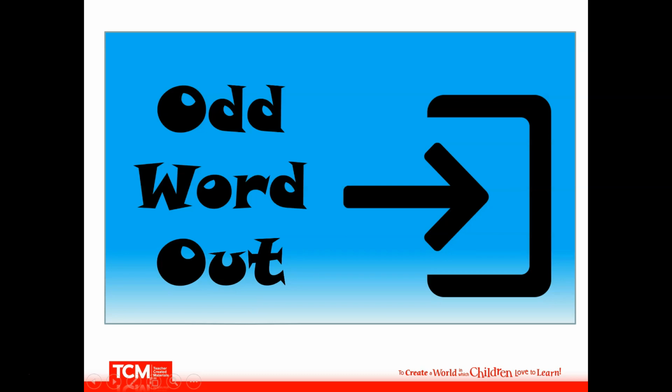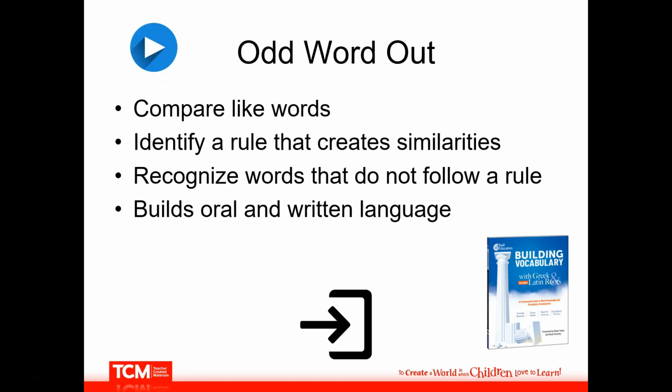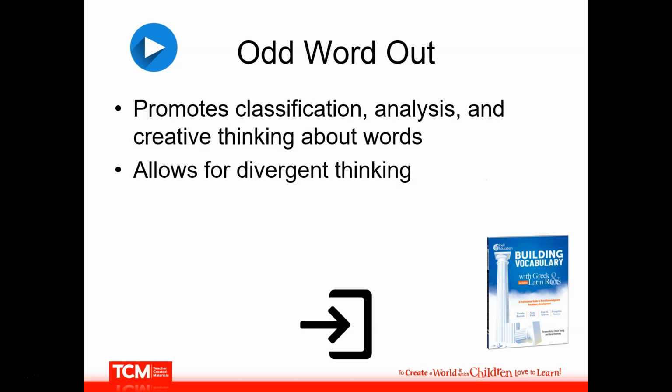All right, now that we've taken a look at semantic feature analysis, let's dive into the second strategy for today, which is called the odd word out. What odd word out allows us to do as educators, and allows our students to do, is compare like words. But the other thing that we have to make sure they do is identify a rule that creates the similarities between those words, and then also recognize words that do not follow a rule. This helps them build oral and written language. It also helps promote classification, analysis, and creative thinking about words, and allows for divergent thinking.